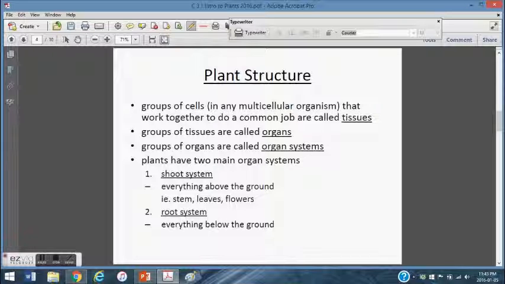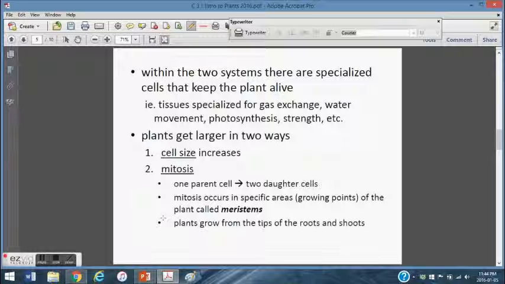Okay? Now plants have two main organ systems, shoots and the roots. They rhyme, they're easy to remember. And in fact, the shoots are above the ground. The roots are below the ground. So again, easy to remember. Within the two systems, there's specialized cells that keep the plant alive. So some tissues are specialized for gas exchange, for water movement, for photosynthesis, for strength, and so on. Now, plants themselves get larger in two ways. First of all, we can have the cell size increasing.